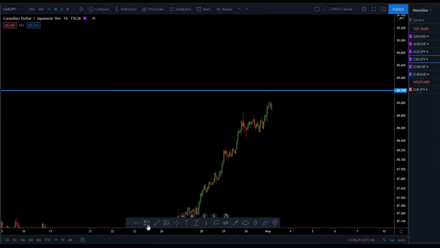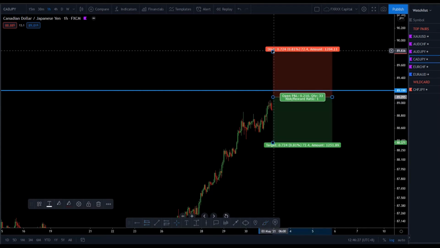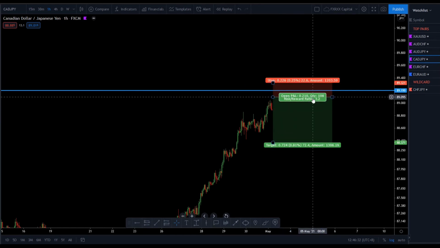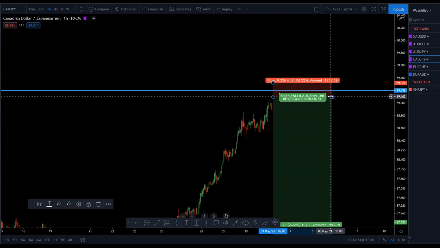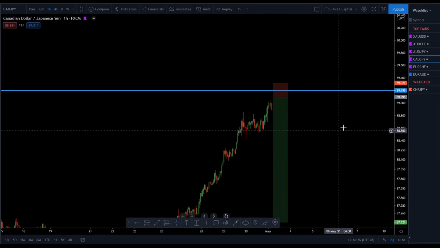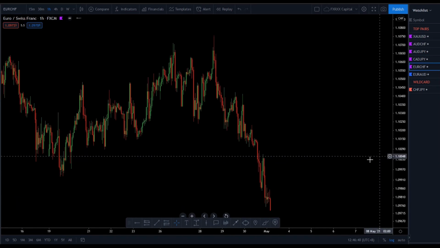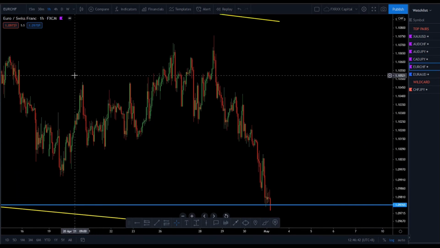So what I normally do is similar to the previous one. Our stop loss will be above the structure, entry order below the structure, and ready to sell to the downside. So guys, this is quite a pair that we need to focus on. Next we move to Euro CHF.